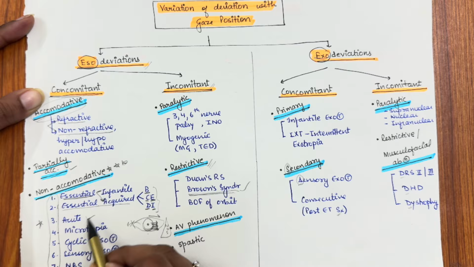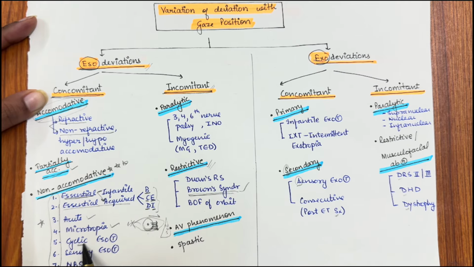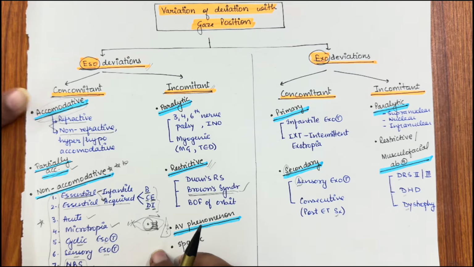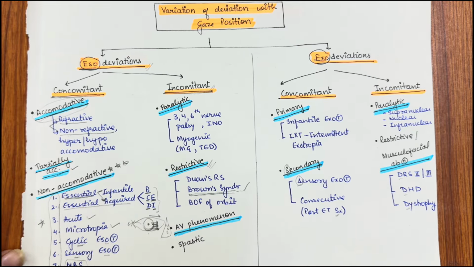Then it could be acute. Then there is something known as microtropia, and it can be cyclic esotropia, sensory esotropia, and there is a term known as nystagmus blockage syndrome. So we'll see this also in detail.